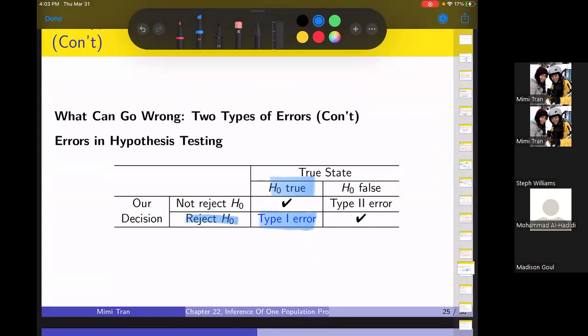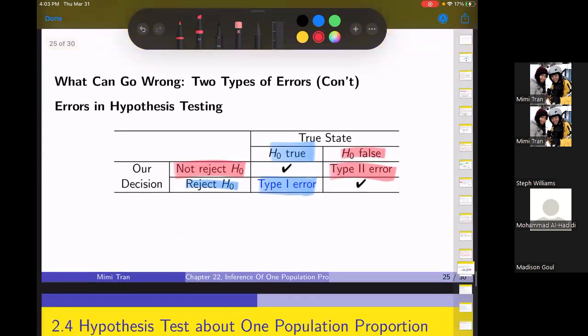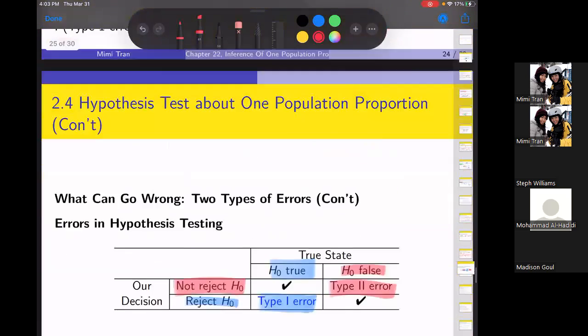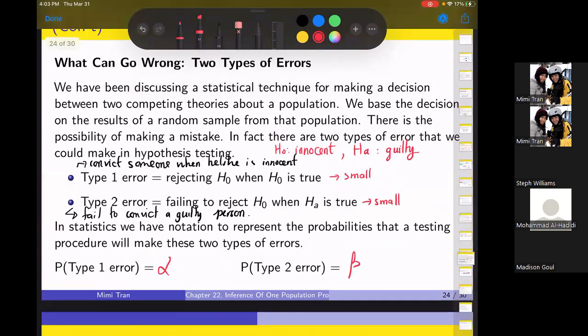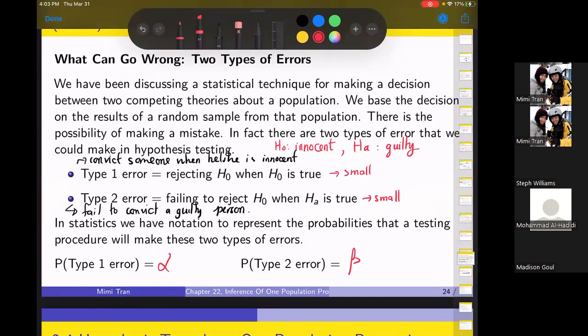Type 2 error is what? HA is true, so that person is guilty. HA is true means H naught is false. You make a mistake, you fail to reject H naught. That's type 2 error. If it confuses you, don't even look at the table. All you have to think is that type 1 error is you convict an innocent person. Always think of H naught as being innocent, HA as guilty, and then type 2 is you fail to convict a guilty person.